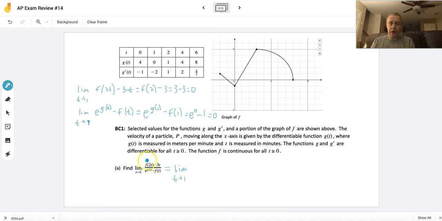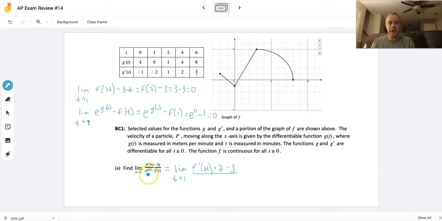So I will differentiate the numerator and denominator separately and then go from there. So for the derivative of our numerator, we have to be careful. f of 2t is a composition of functions. So the derivative of that would be f prime of 2t, then times the derivative of the inner function 2t, which would be just 2. And then we'd have the derivative of 3t, which is just 3.